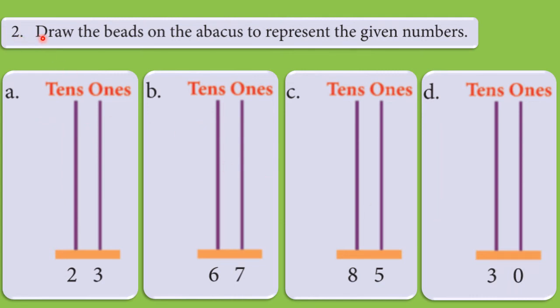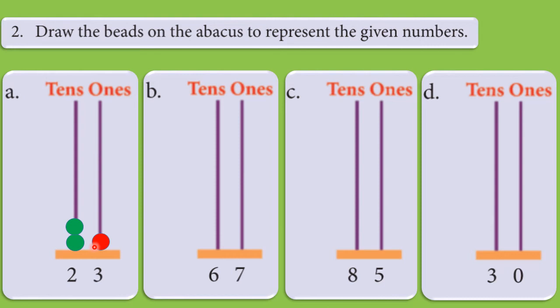Question number 2. Draw the beads on the abacus to represent the given numbers. In this question, the numbers are given and we need to draw the beads on these rods to represent the given numbers. Let us do one by one. Here we have 2. Therefore, there should be 2 beads on 10's rod here. So we have to draw the beads. 1, 2. Yes, after drawing 2 beads here, we will draw 3 beads on 1's place rod.